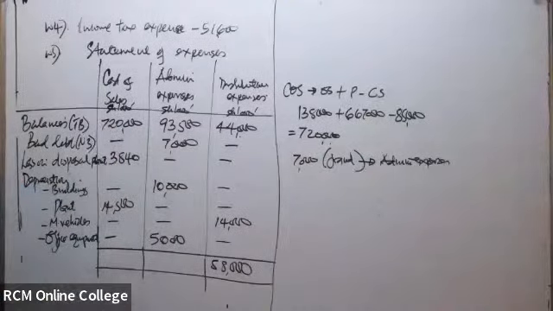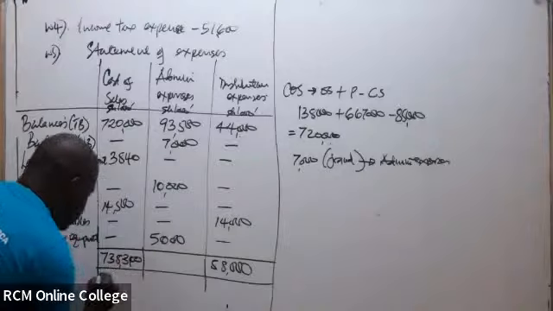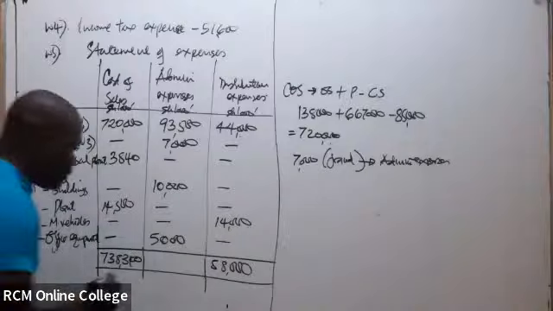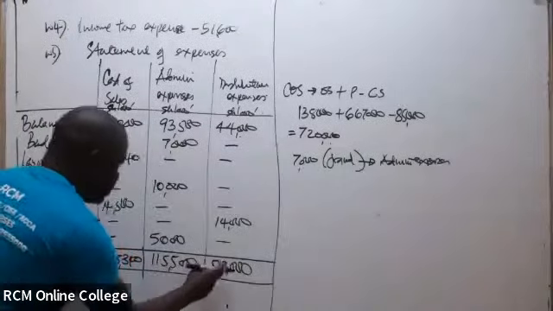What about cost of sales? Cost of sales is 738,340. What about admin? Admin is 115,500. And I hope this one is okay.